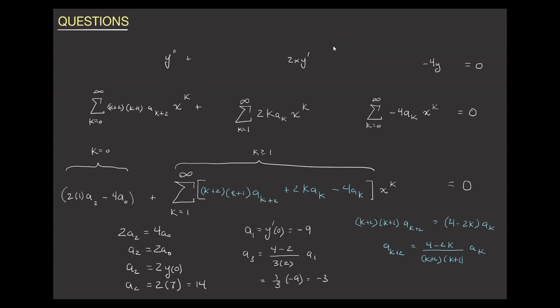And then it's the same thing for A4 and A5. You just use this formula here. To get A4, we would use A2 by substituting k is equal to 2 into this equation. And then for A5, we would substitute in k is equal to 3 into this equation.